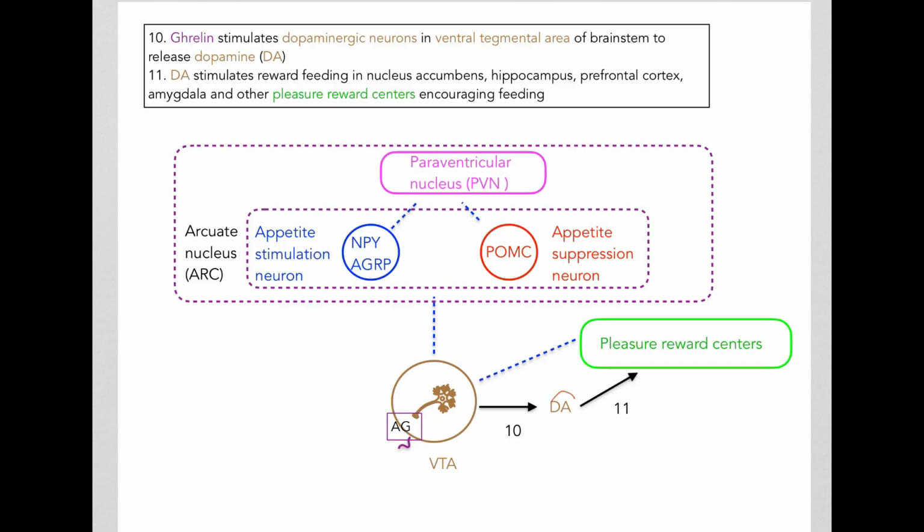The dopamine will then go to various pleasure reward centers of the brain. Examples of these pleasure reward centers include the nucleus accumbens, the hippocampus, prefrontal cortex of the brain, as well as the amygdala. And when DA, dopamine, goes to these pleasure reward centers, it will stimulate the feeding process. It will stimulate our appetite, and we will start eating.